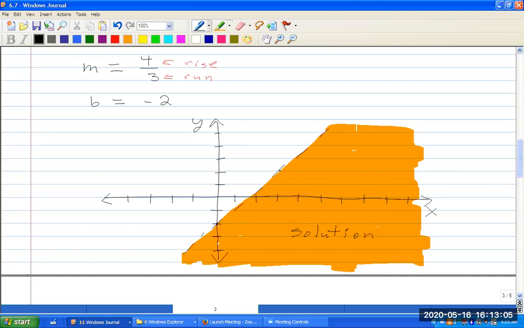It is best to write the fact that what you've highlighted is a solution, because sometimes you will shade where it's not true.